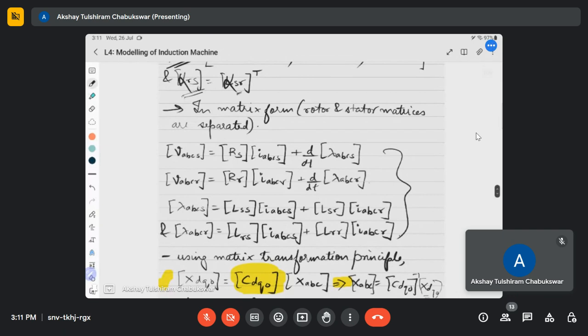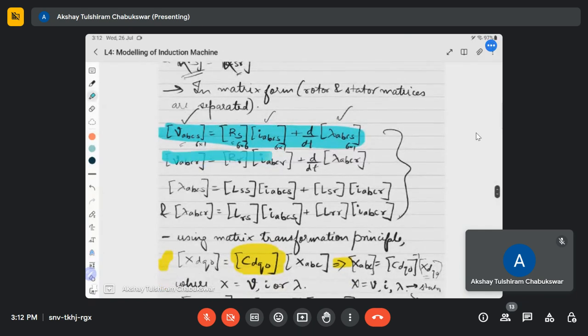This you can see, this equation. What is this equation? A big matrix which is nothing but 6 cross 1, 6 cross 6, 6 cross 1, 6 cross 1. Okay. So V vector ABCS, instead of writing the vector, I'll represent it by VABCS equals RS into IABCS plus d by dt of lambda ABCS.